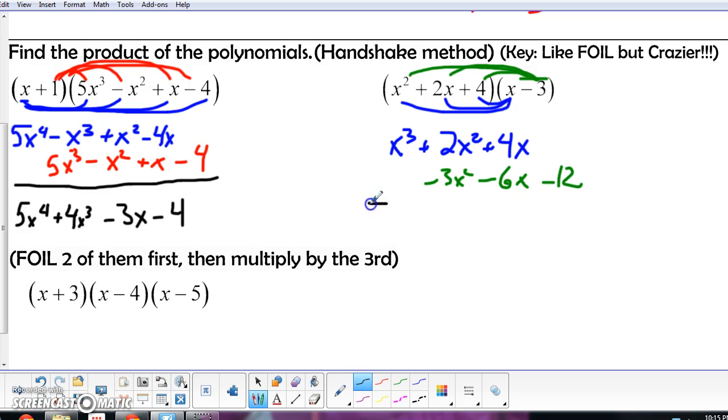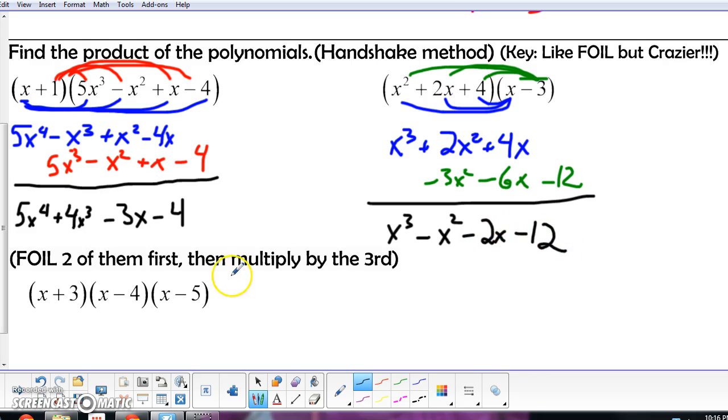Go ahead and add those like terms together. x cubed is what it is. 2x squared minus 3x squared will be negative 1x squared. 4x minus 6x will be negative 2x. And negative 12 just is what it is, hanging out the end.